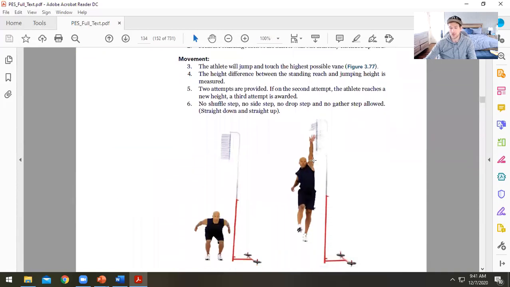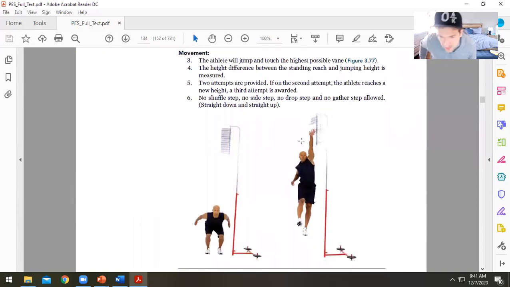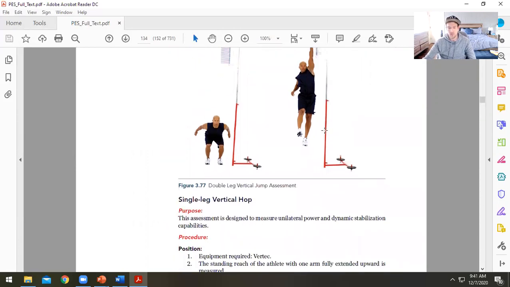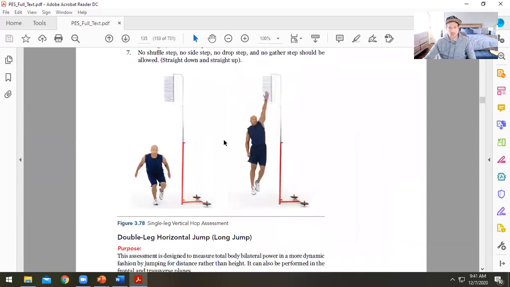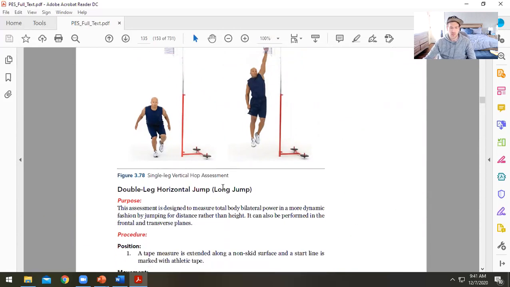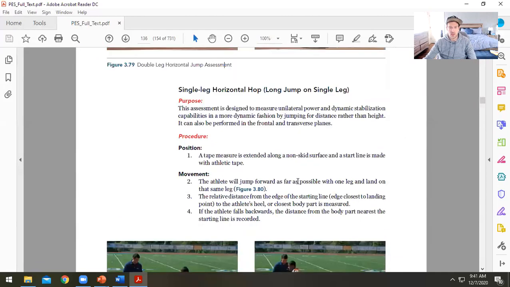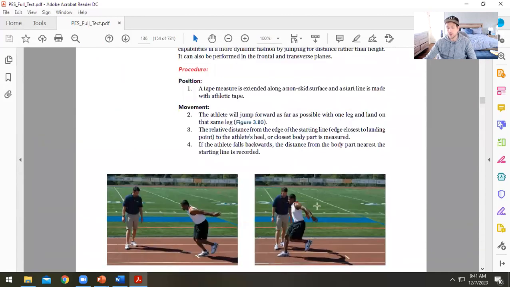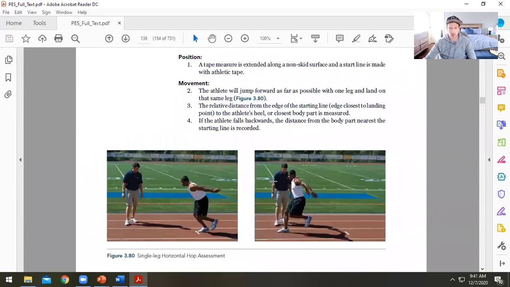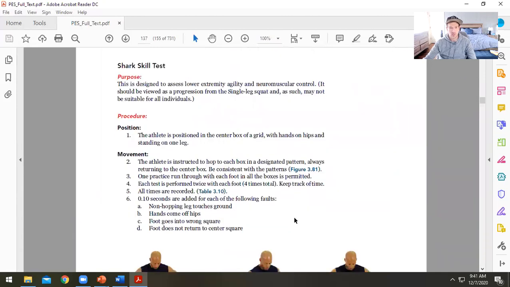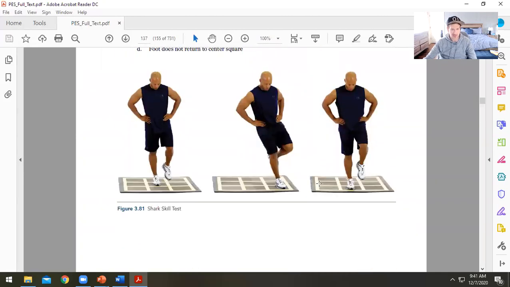There's the double leg vertical jump test. Standing on 2 legs, leaping up and tagging those plastic markers there. How high can you get? There's a double leg vertical hop too that's doing that on single leg. You don't see this one very often. Broad jump, how far forward can you jump? How far for single leg broad jump, how far can you jump on 1 leg? It should be the same leg. Yeah, so he's jumping with his right and he's landing on his right. Shark skills, we already talked about that.